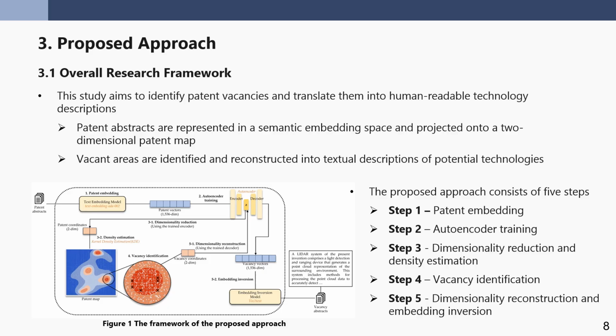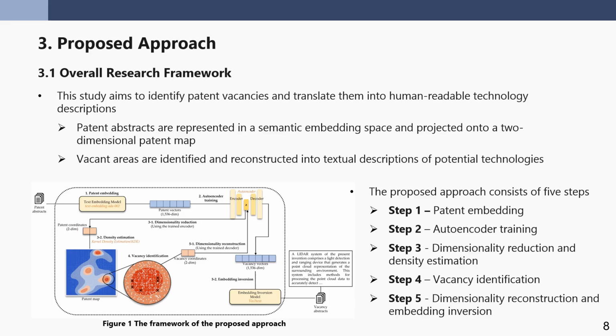The study aims to identify patent vacancies and translate them into human-readable technology descriptions. Patent abstracts are first represented in a semantic embedding space and projected onto a two-dimensional patent map. As shown in the figure, the framework consists of 5 steps. First, patent abstracts are converted into high-dimensional embeddings. Second, an autoencoder is trained to reduce and reconstruct these embeddings. Third, the embeddings are projected onto a two-dimensional patent map, and KDE is used to estimate patent density.